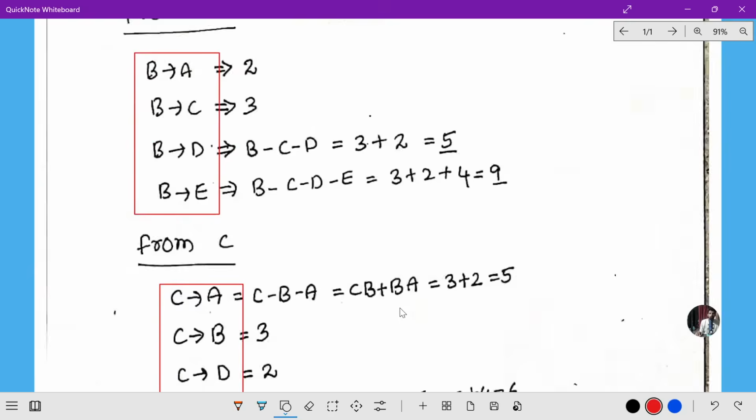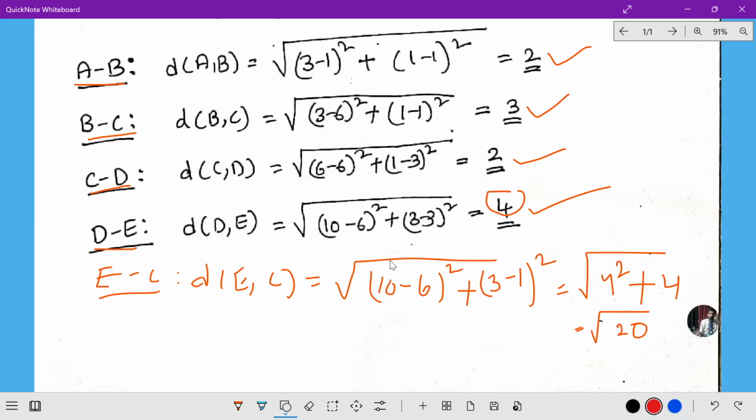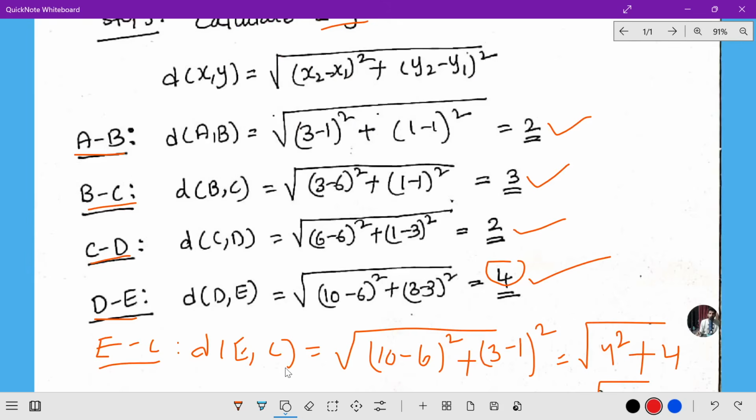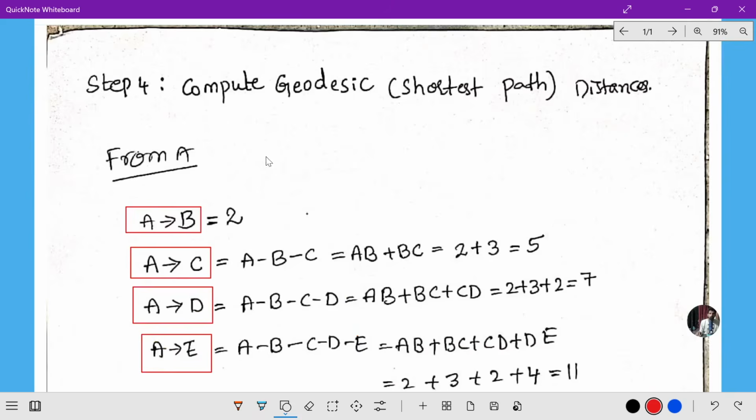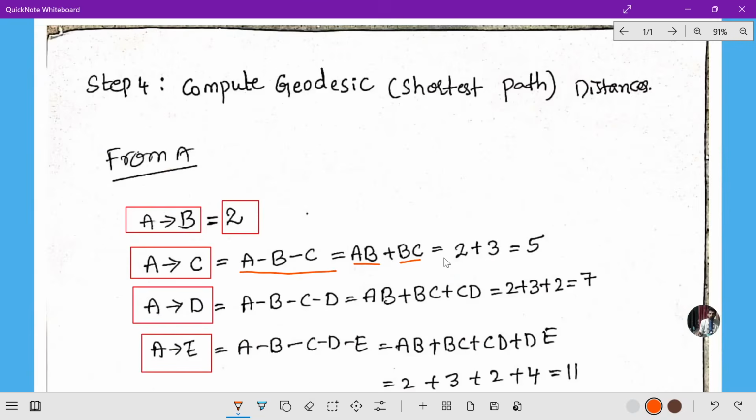Now remember all of you, when you perform this for A, what you have to do? You need to take the value of this A to B. So what is the value of A to B? A to B value is here 2. So directly you write this 2 value here. So we'll write 2 here as it is. But when you find the A to C, we need to write it as A to B, B to C. So this is equal to AB plus BC. So what is the value of AB? AB is 2, BC is 3. This is equal to 2 plus 3. This is equal to 5.